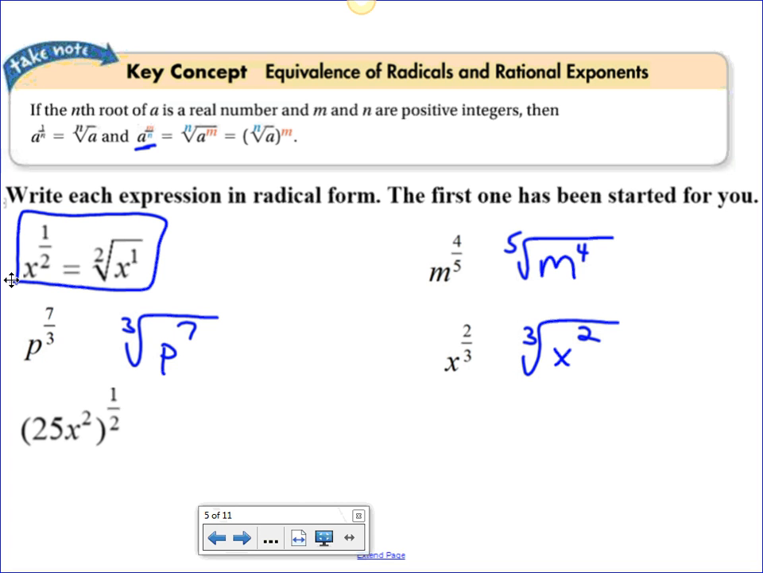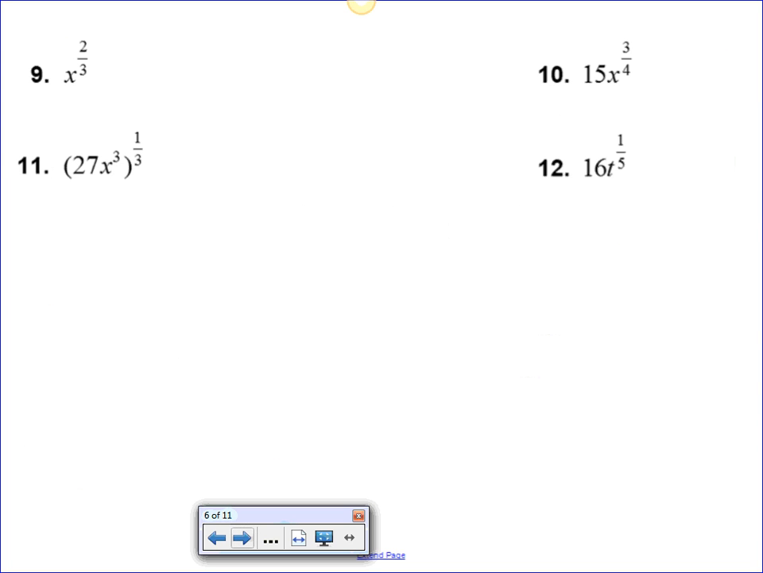And the last one, if I look here, if we remember our powers of a product, first of all, 25 has to be the 1/5, and then x squared to the 1/2, that's just an x. So really we have the square root of 25, and then times an x. Well, the square root of 25 is just 5, so this is simply 5x. Okay, hopefully so far so good. Now, I want you to try and do these 4, and then pause the video, and then come back on and see how you did.